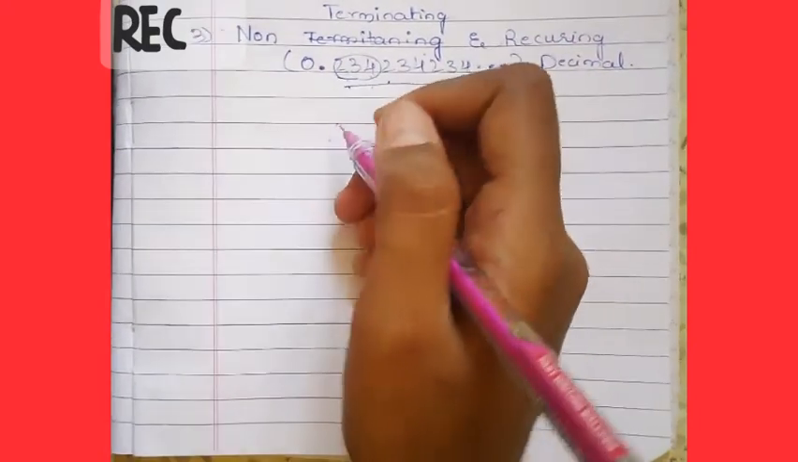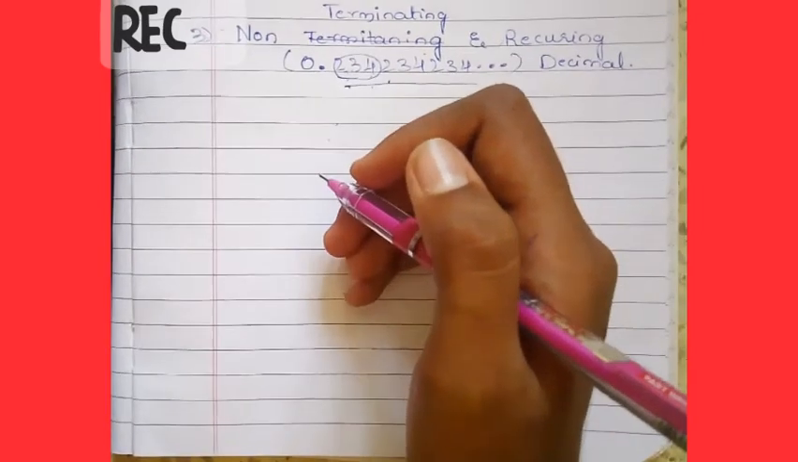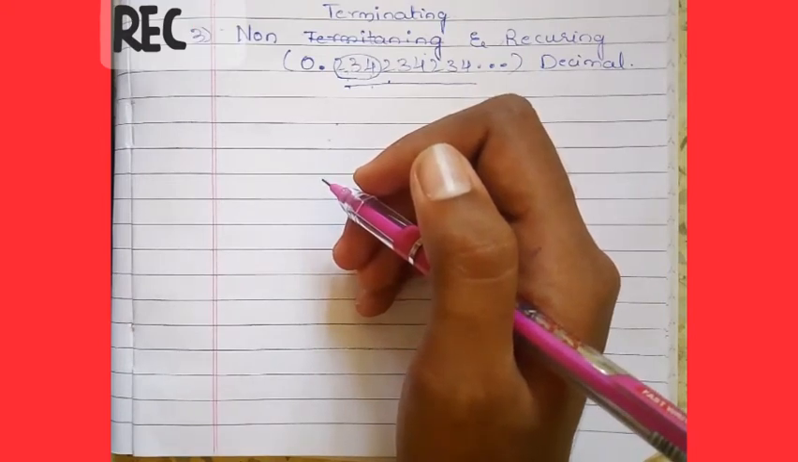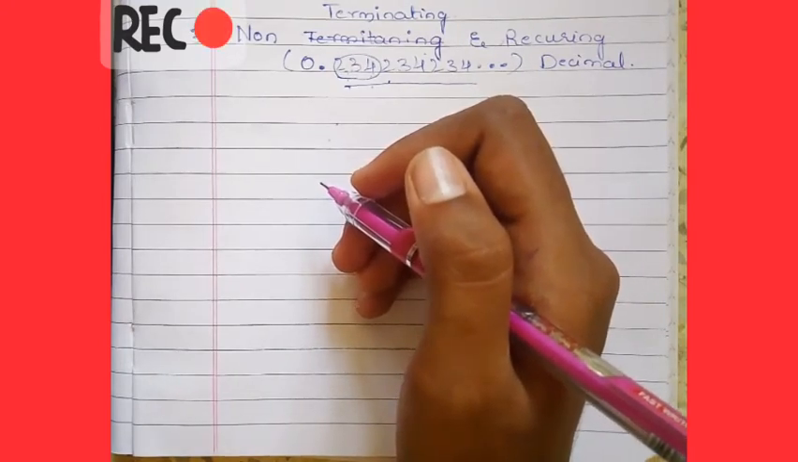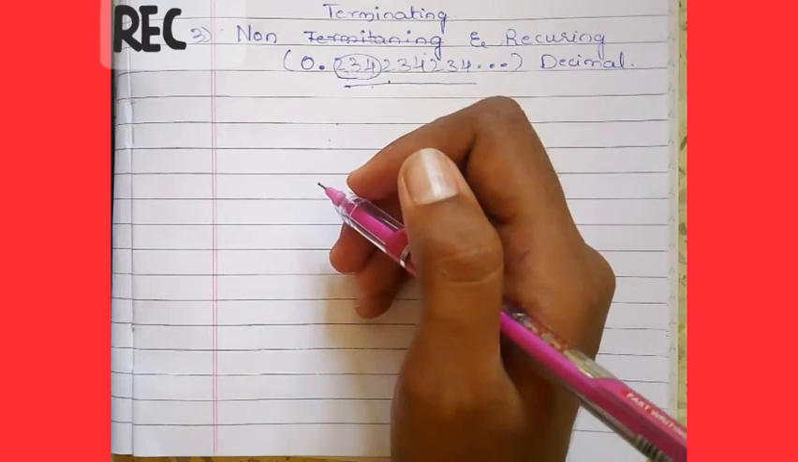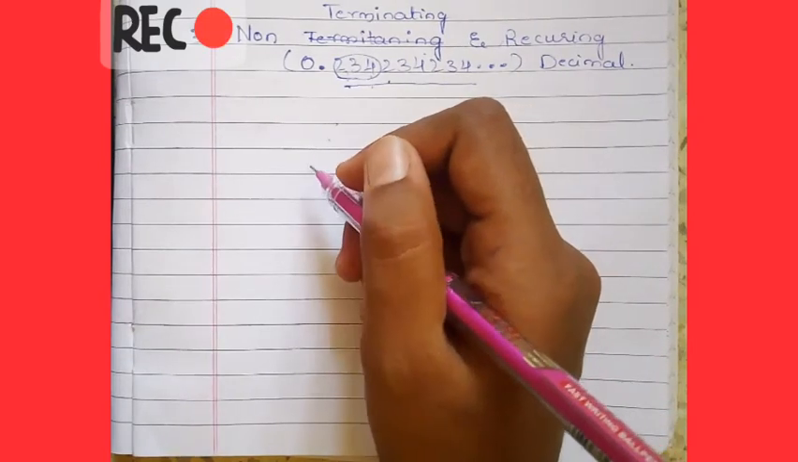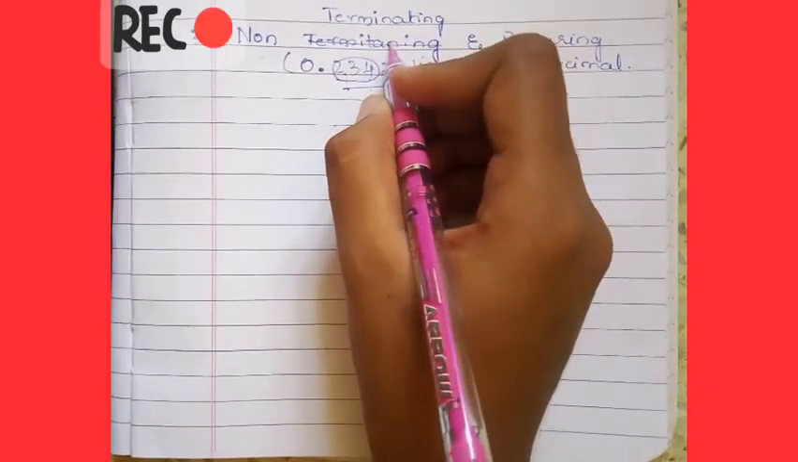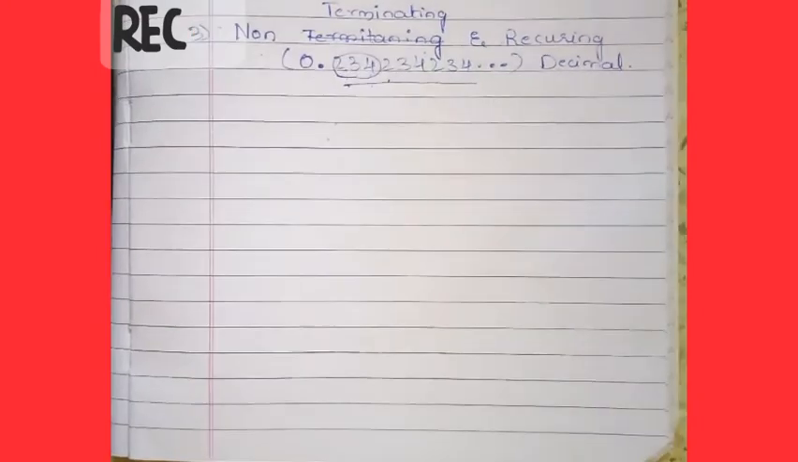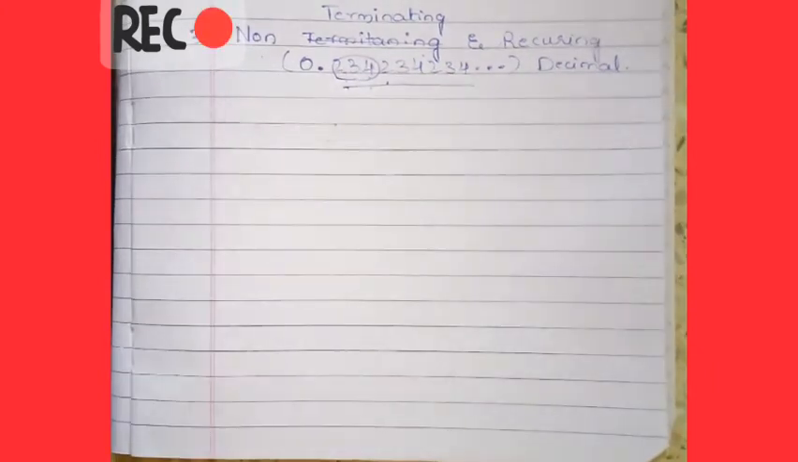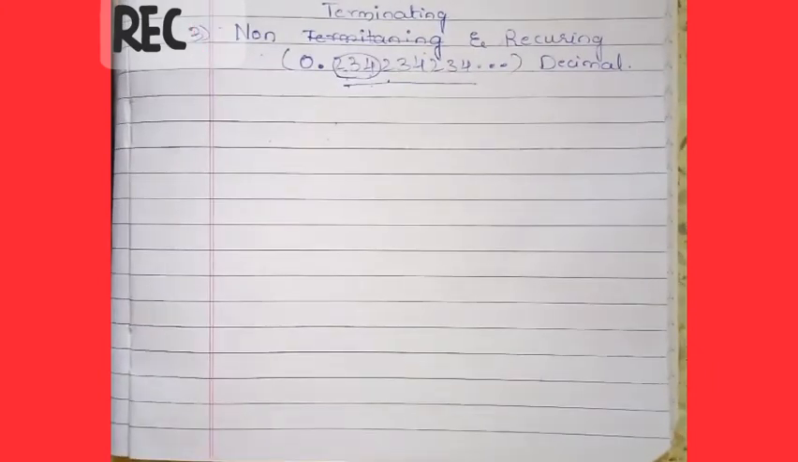So the first category of the decimal was terminating decimals, the second category was non-terminating and non-recurring decimals, and the third category of the decimals is non-terminating and recurring decimals. So out of these three, which one is a rational number and which one is an irrational number? Let's see.